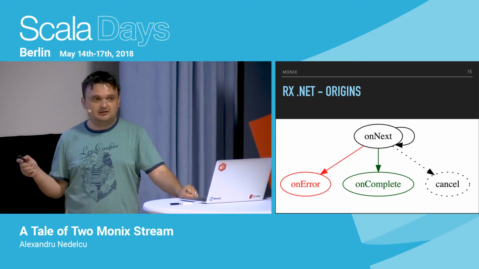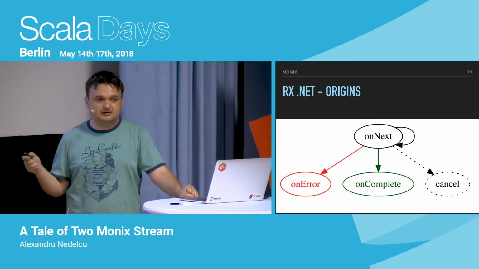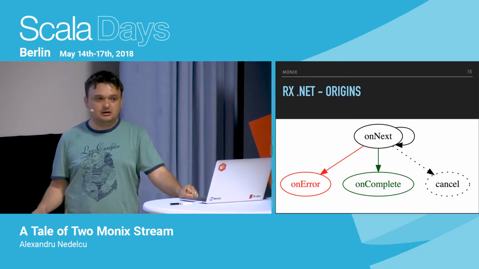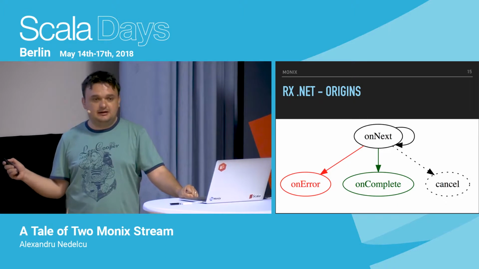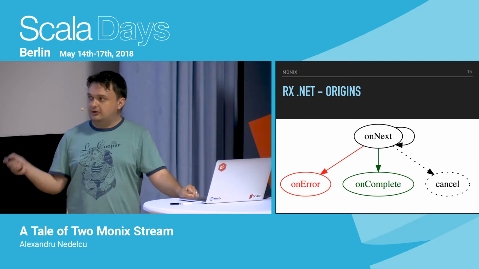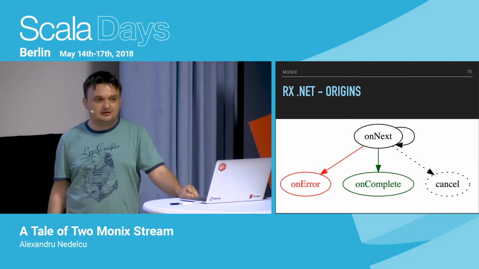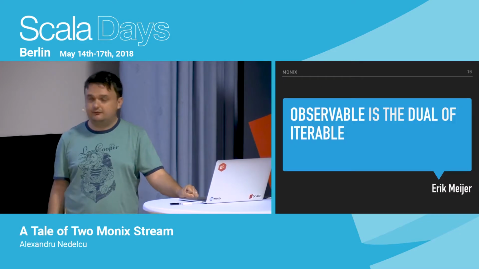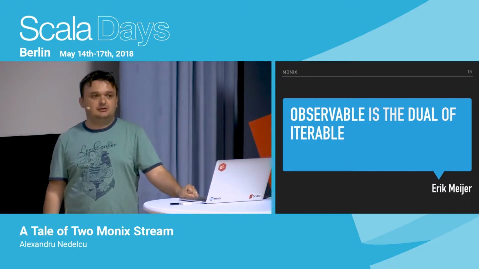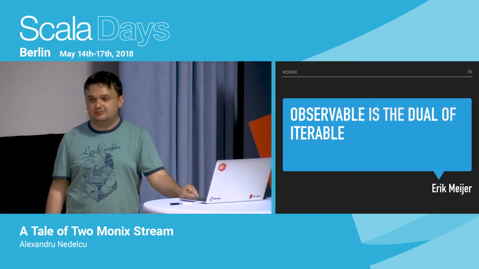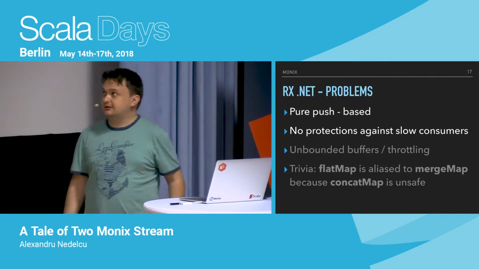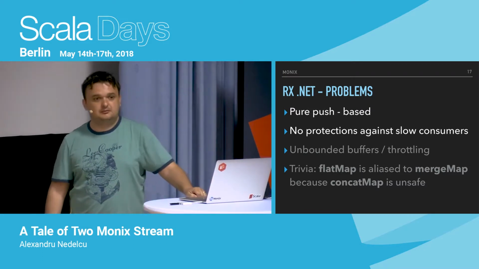So if you think about state machines, as I said, you receive onNext events until either onComplete or onError happens, or until the early cancellation event happens from the consumer side. Although in the original Rx.NET specification, cancellation is a little unwieldy because you have to work with forward references. Observable is the dual of Iterable, or you can think about it as its evil twin. Erik Meijer is fond of saying that. And so as I said, problems.